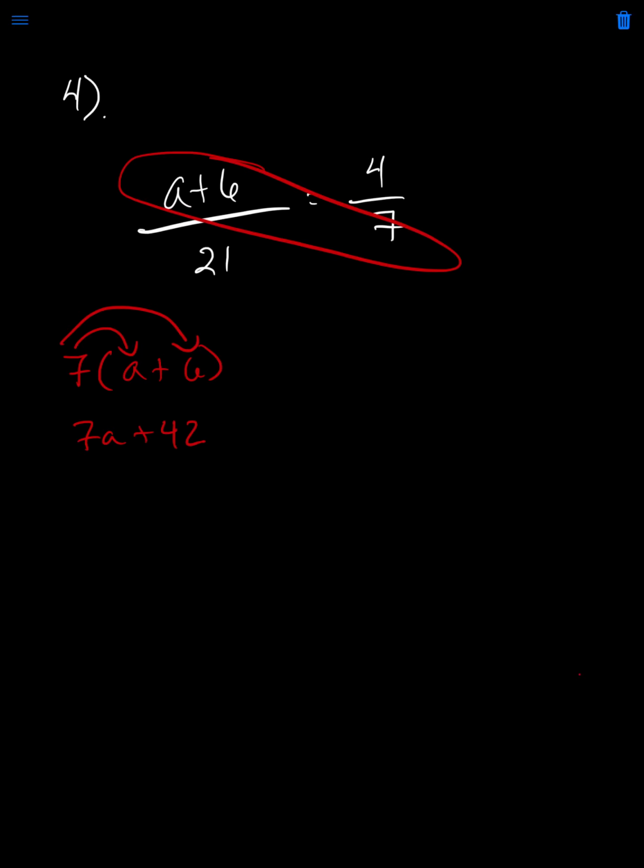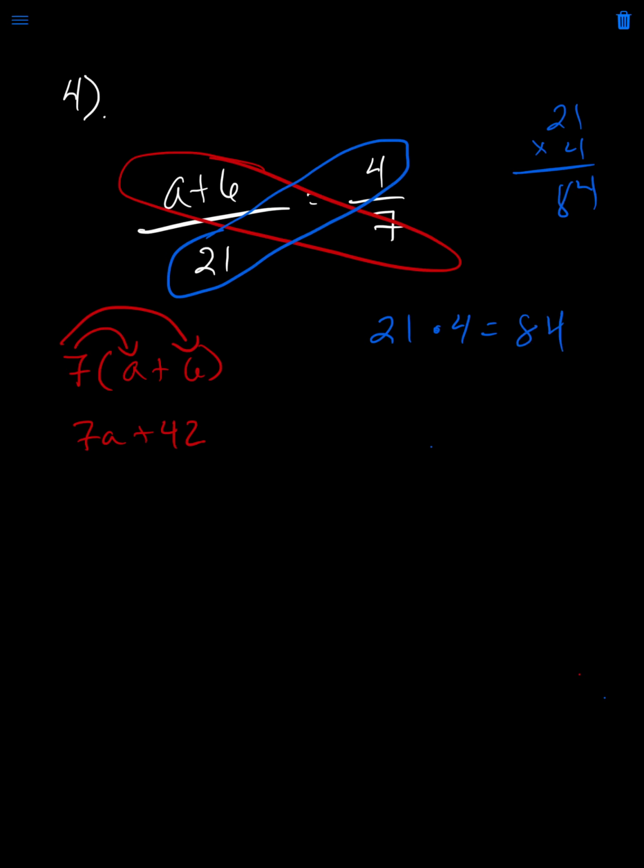I'm going to distribute. 7 times a is 7a. 7 times 6 is 42. So I'm going to take that, and I'm going to divide it by my other number. Oh, so yeah, divide by, after I cross multiply, this too. 21 times 4, which is, let me see, 21 times 4, 84.